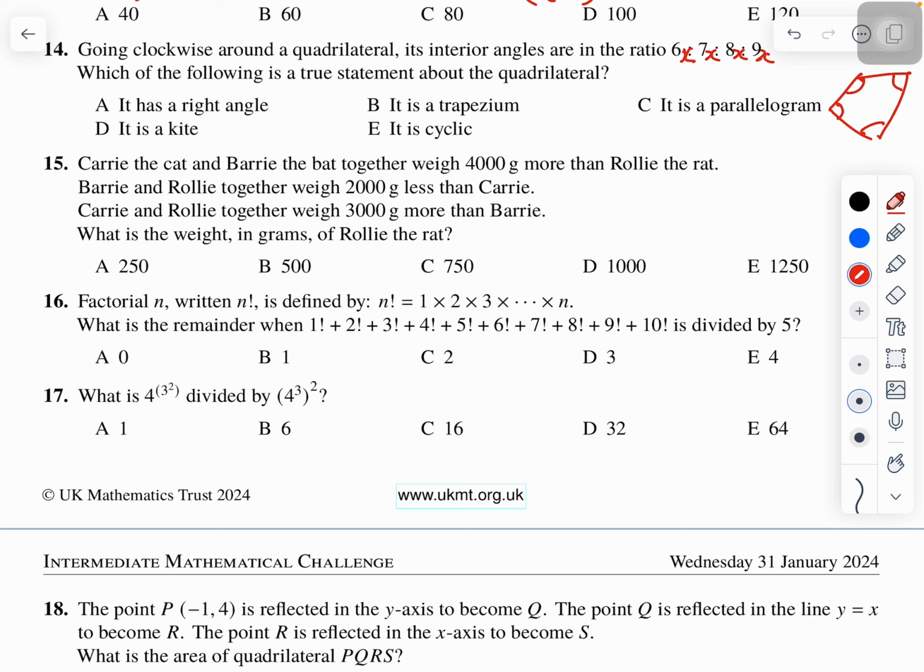We know the sum of all four angles makes 360 degrees. So when we add them, 30x makes 360, so x is 12. So the angles are 72, 84, 96, 108. Now we know there are no congruent angles there, so it cannot be a parallelogram, it cannot be a kite, and we don't have any right angle, so it cannot be a right angle.